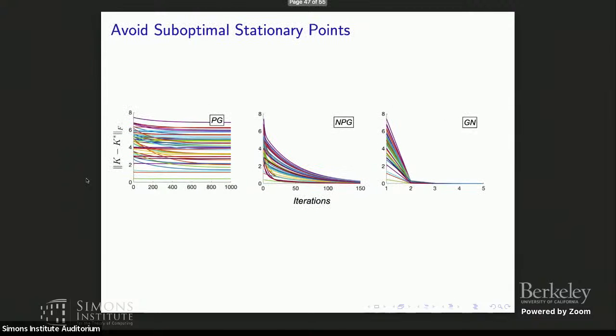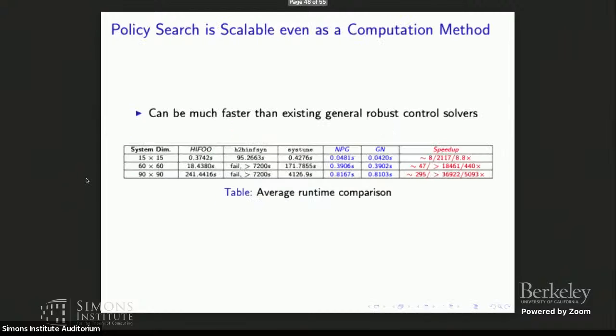This is an example showing that if you naively run the policy gradient method on this robust control objective, you can easily get stuck at some suboptimal stationary points. If you run the two methods, like natural policy gradient or Gauss-Newton method, you can go directly to the global optimal solution very fast. And lastly, the most interesting thing is that even if you view this policy search as a computation method, where you know the model, it can still be much faster than many existing robust control solvers, which are usually based on linear matrix inequalities or solving semi-definite programs.